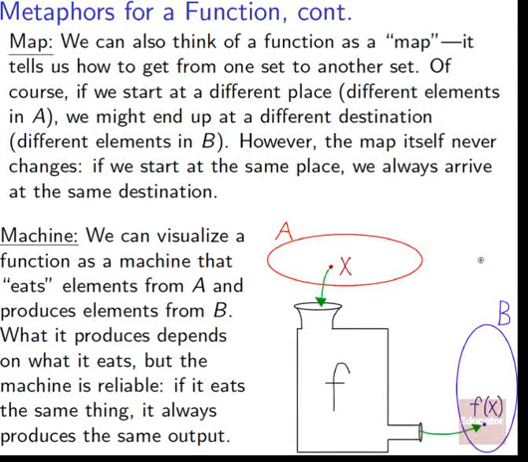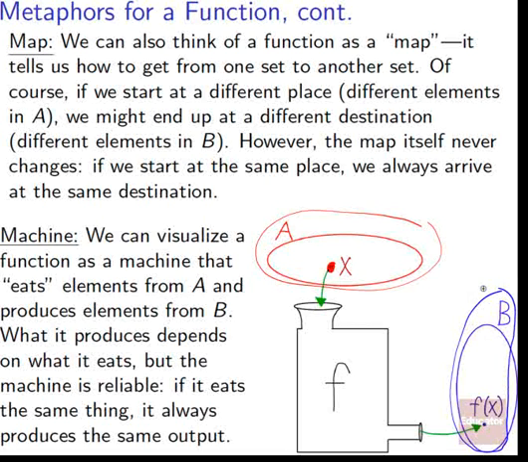Finally, one last way to visualize it is the idea of a machine. We can visualize a function as a machine that eats elements from A and produces elements from B. What it produces depends on what it eats, but the machine is reliable. If it eats the same thing, it always produces the same output. So for example, if we've got x right here, and we shove it into our machine, f, it goes into the machine, the machine crunches it, and it spits out f of x. So we're going from the set A to the set B.